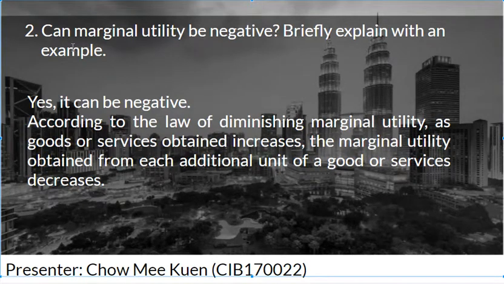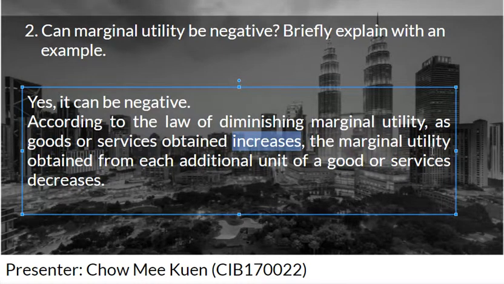So the second question: can marginal utility be negative? Briefly explain with examples. The answer is yes, marginal utility can be negative. And why? According to the law of diminishing marginal utility, as goods or services obtained increase, the marginal utility obtained from each additional unit of goods or services decreases.